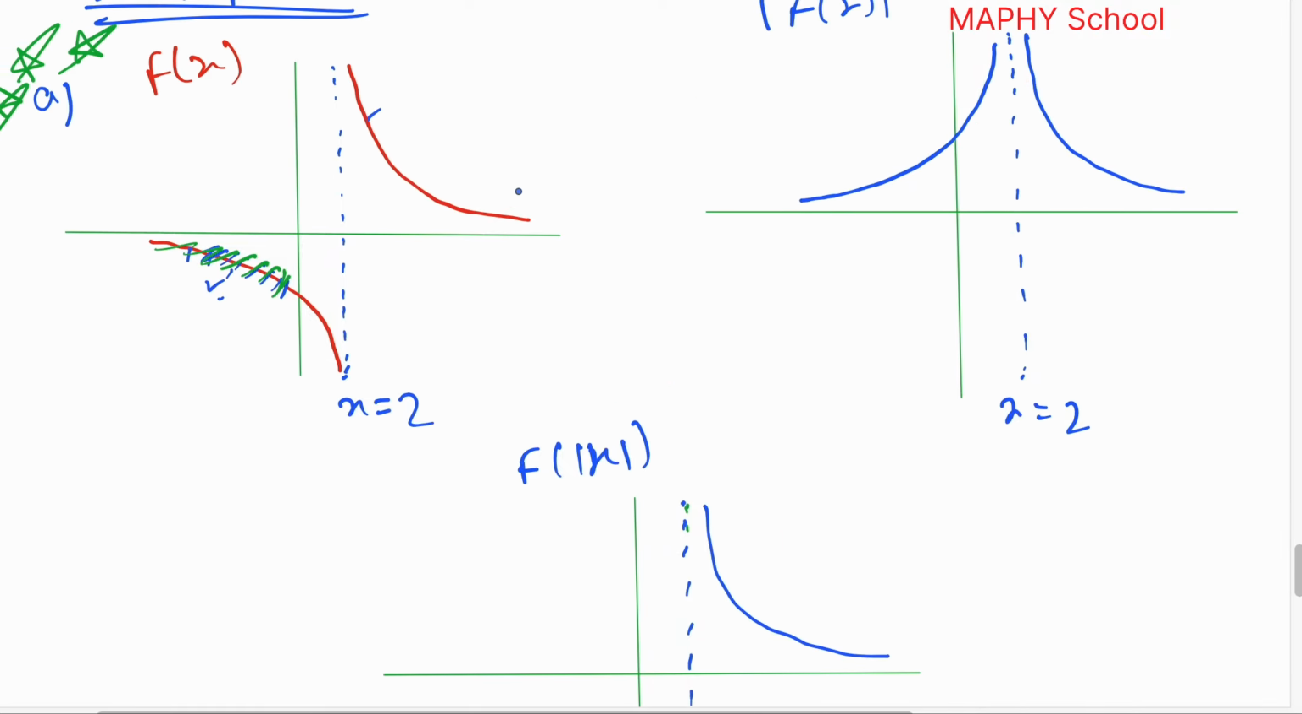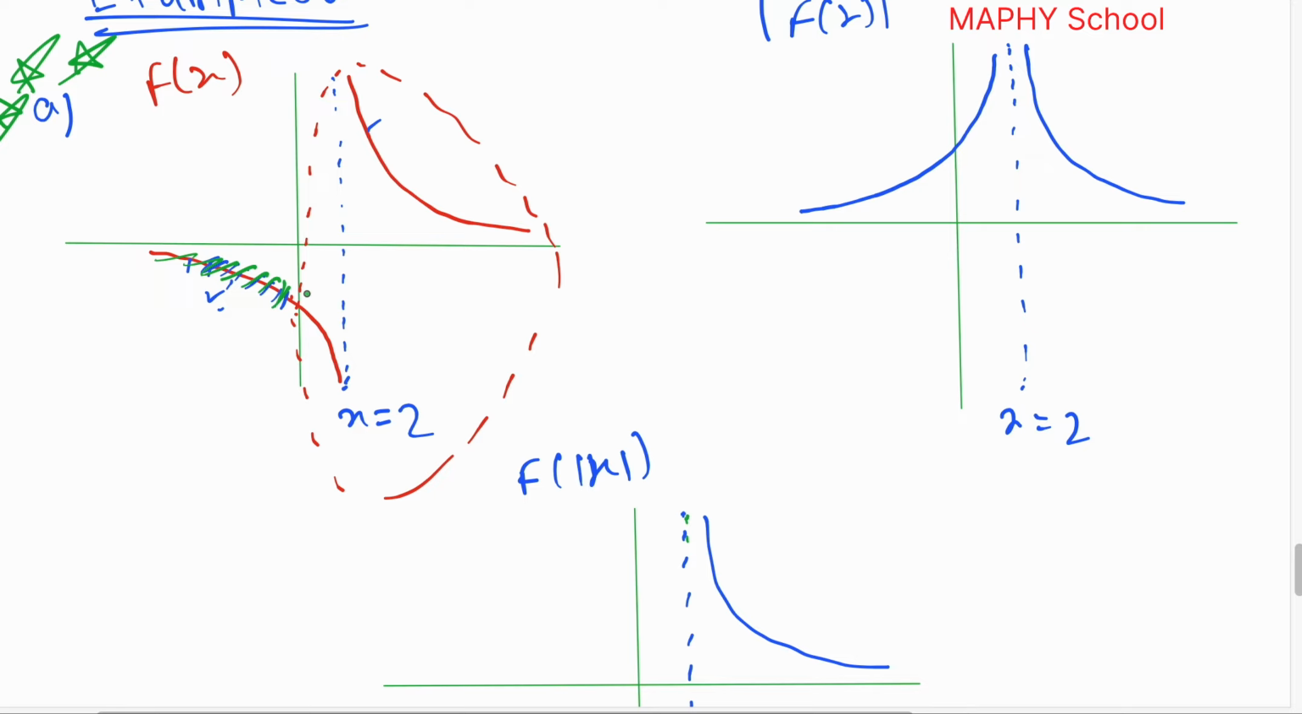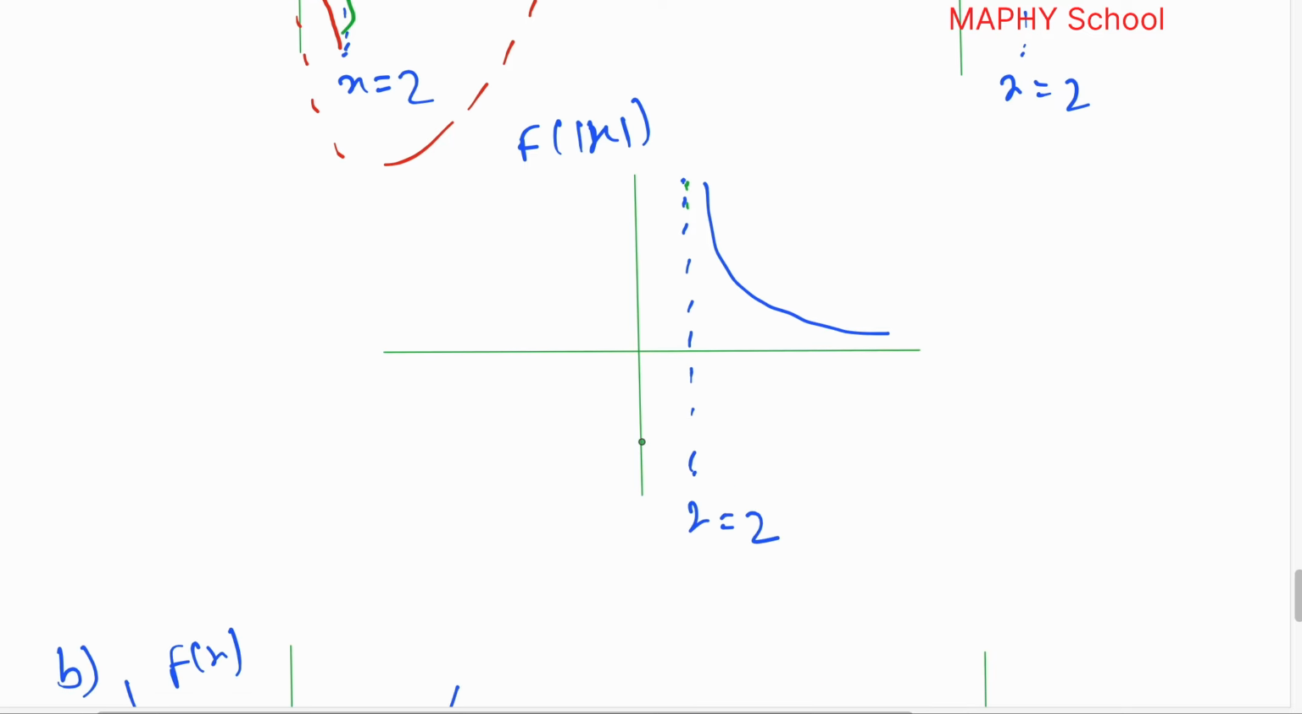Now what do we have to do? We have to reflect this whole scenario. That means this whole thing, reflect on the y-axis. So let's do it. First of all, you have to reflect this part. There is the part. Now reflect it on this side. Then x equals to 2 will also be reflected. We will get an asymptote which is x equals to minus 2. Then this part of the graph will also be reflected like this. So this is the f of modulus of x curve.